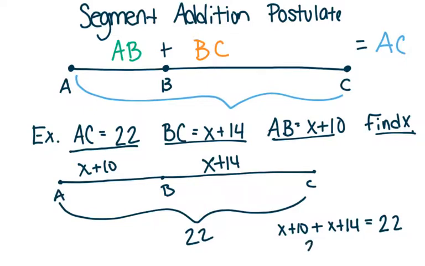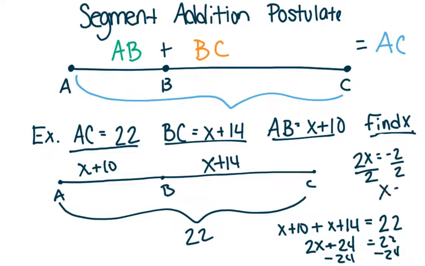I'm going to get my like terms together. So this becomes 2x plus 24 equals 22. I was going to try to move the page up, but it is not working. Okay. So now I'm going to get my 24 to the other side. So I'm going to subtract it. I'm sorry, 2x equals negative 2. And then I'm going to solve for x by dividing by 2. So x equals negative 1.